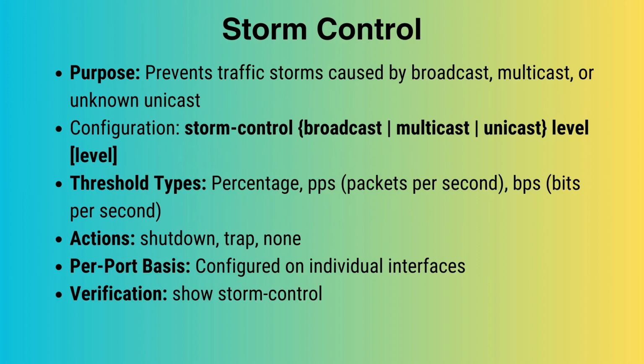Storm Control protects the network from traffic storms caused by broadcast, multicast, or unknown unicast traffic. These storms can overwhelm network resources, leading to degraded performance or outages. Storm Control is configured on a per-port basis and allows you to set traffic thresholds. When traffic exceeds the configured threshold, the switch takes action, such as shutting down the port or sending an alert.